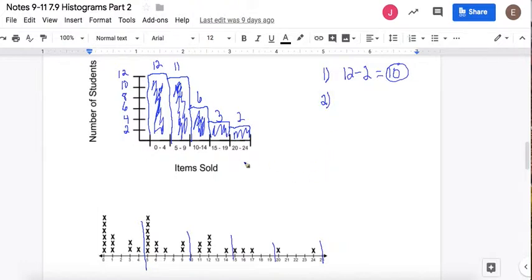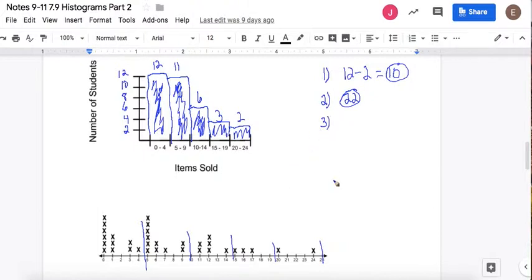Okay, question number 2 says, how many students sold enough items to go to the mega party? And in parentheses, you see 5 or more. So they have to sell 5 or more to go to the mega party. So this one is 5 or more. This one, and this one. So I'm going to take 11 plus 6 is 17, plus 3 is 20, plus 2 more is 22. So underneath number 2 on your paper, write 22.